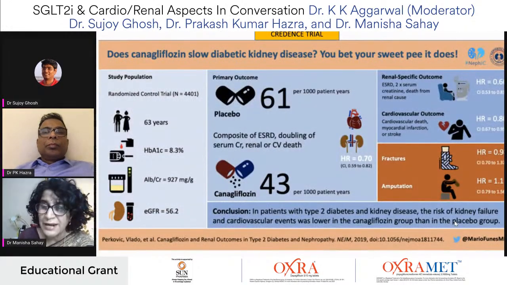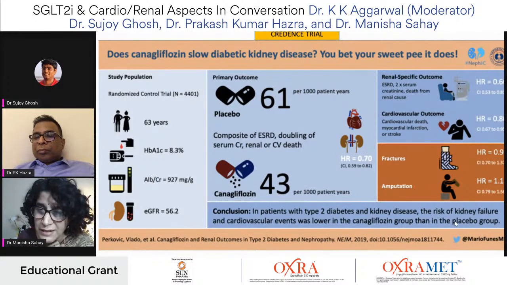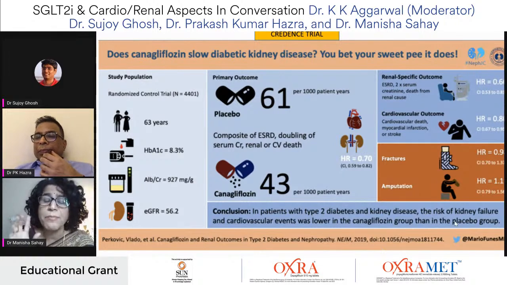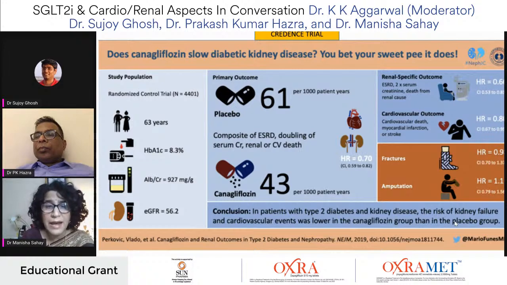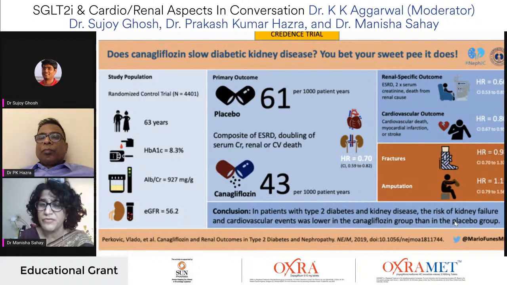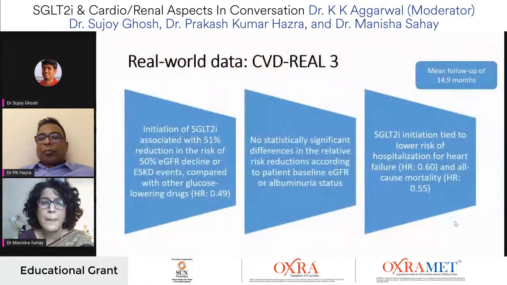Then came the Credence trial, and we were a part of this Credence trial, and it was very important for the nephrologist because here the primary outcomes were the renal outcomes. And here again you can see that, as compared to placebo, Dapagliflozin reduced the composite of end-stage kidney disease, doubling of creatinine, renal or CV death. So this was a very useful drug. And the secondary outcomes were cardiovascular outcomes, and they also showed benefit. So there was a significant reduction in renal function decline in the Dapagliflozin group.